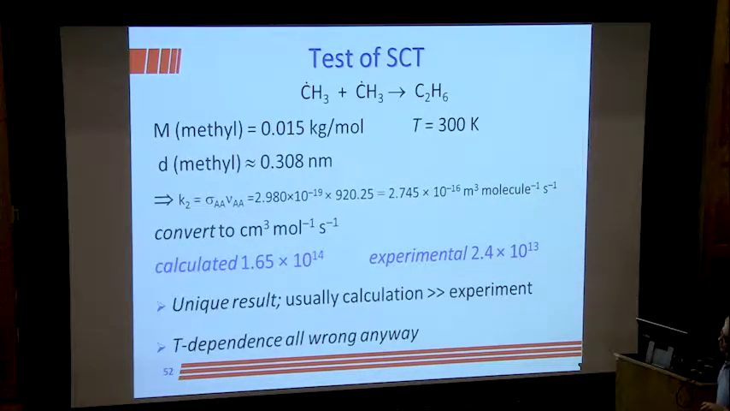Okay, so the rate constant is sigma AA times nu AA, which is 2.98 times 10 to the minus 19 times 920.25. So just work this out. This nu AA is the square root of 8RT all over pi mu. So that comes out to be 920.25. Sigma comes out to be 2.98 times 10 to the minus 19. When you work that out, the rate constant is 2.745 times 10 to the minus 16 meters cubed per molecule per second. What was mu again?